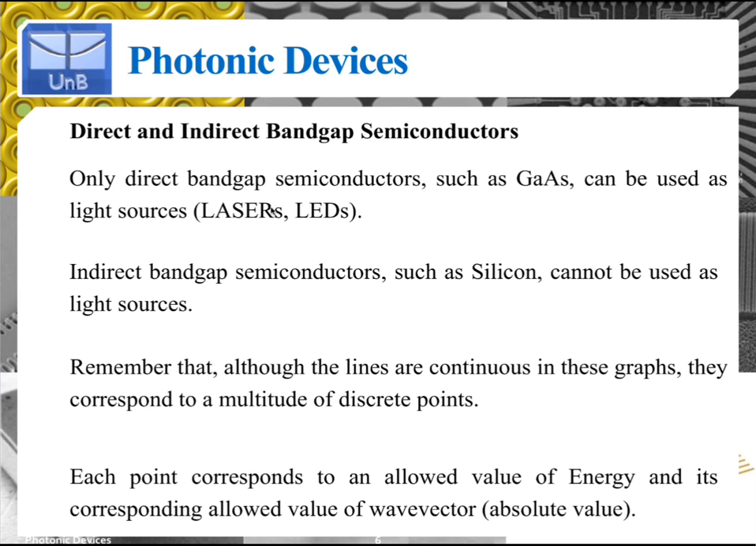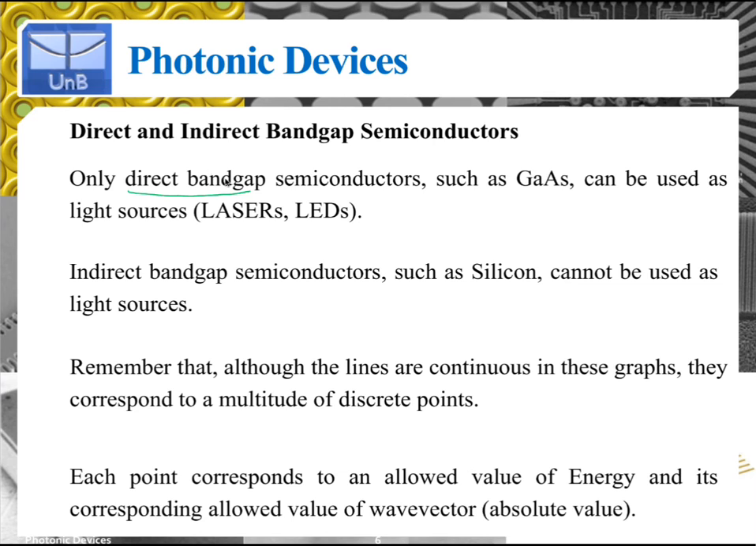So a very important feature associated with direct and indirect band gap semiconductors is that only direct band gap semiconductors, such as gallium arsenide, can be used as light sources. So if you're going to build a laser or an LED, you need to use a direct band gap semiconductor. If you're going to build photodetectors and so on, you can use either direct or indirect semiconductors, but for sources, you do need a direct band gap semiconductor.